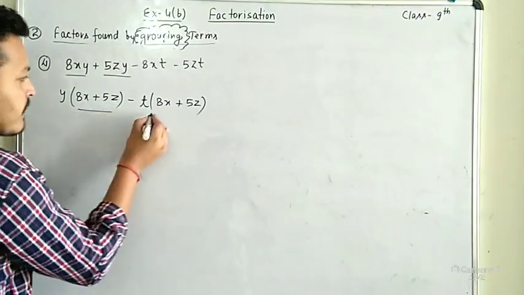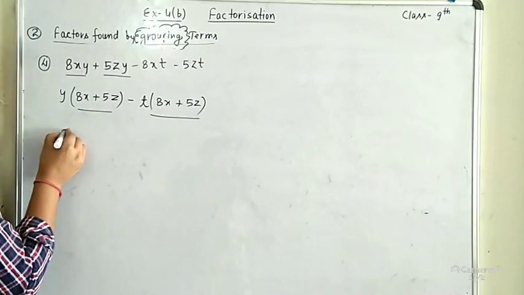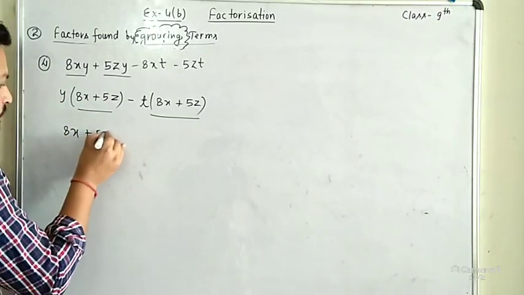Now after that we can take one more common out. So what is the common? 8x plus 5z is common.